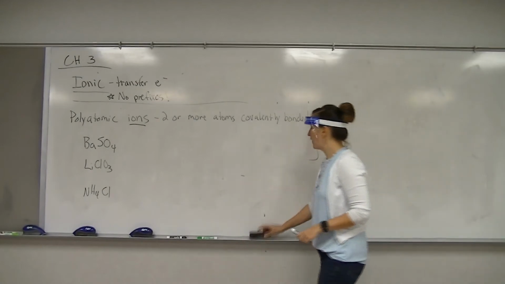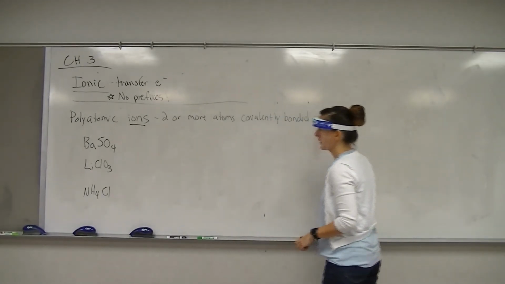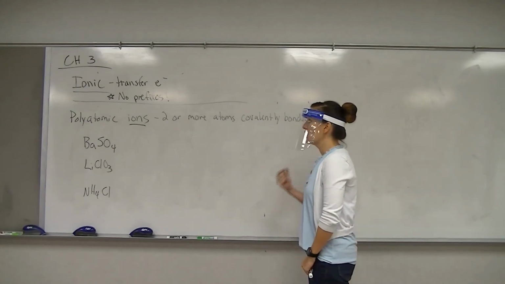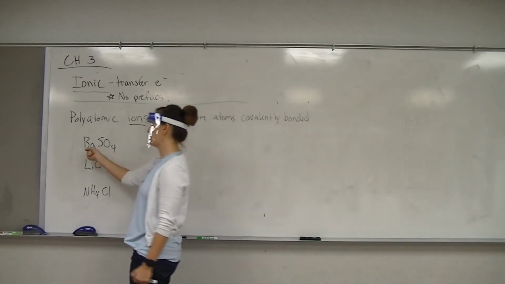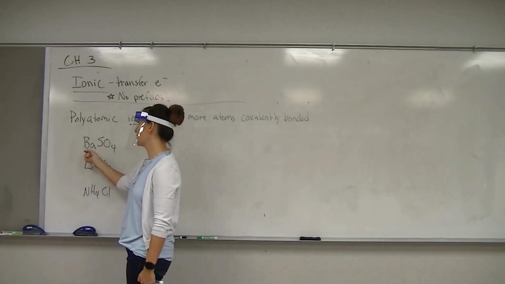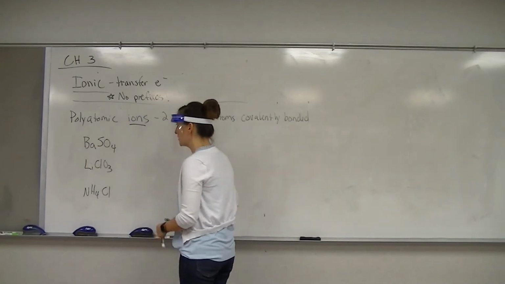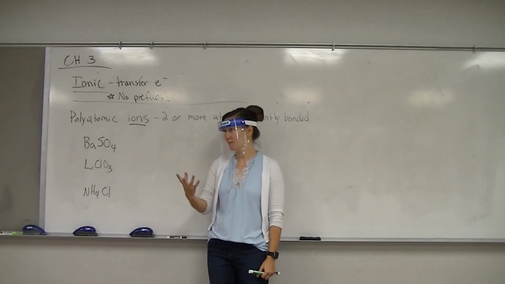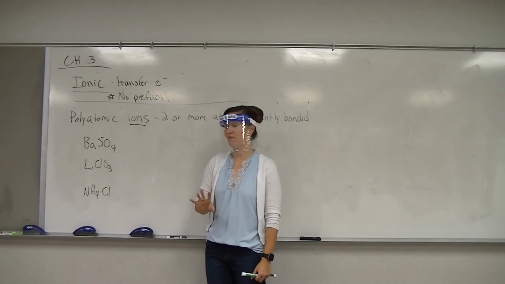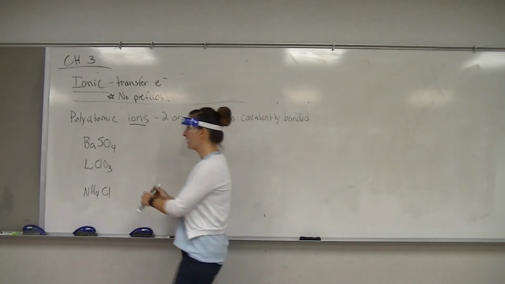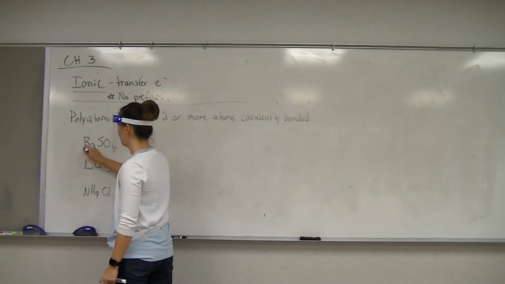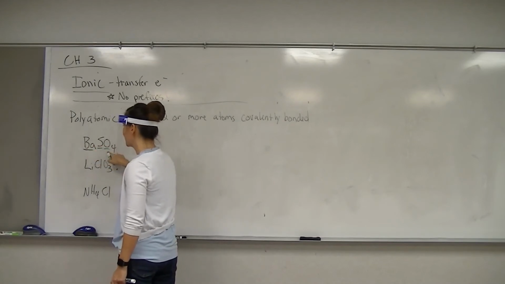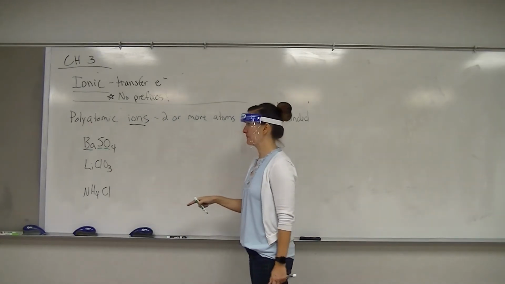All right, so BaSO4. How do I know a polyatomic's in there? Well, I know that it's ionic because there's a metal in it, barium. But how do I know a polyatomic's involved? Notice that so far, we've only had 2 elements present. There might have been several atoms of those elements, but every example we've seen so far has had just 2 elements. This one has 3. We have barium, sulfur, and oxygen. The fact that there's 3 elements tells me there must be a polyatomic in there.